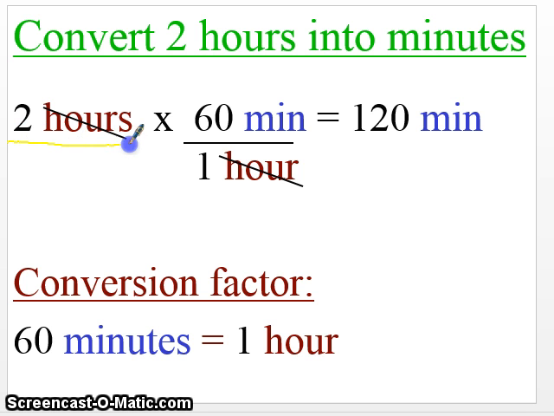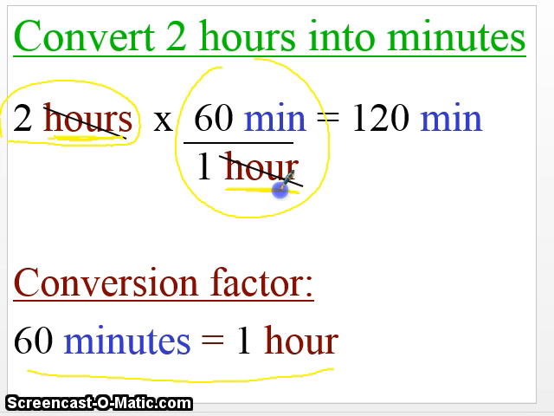So notice we began with our 2 hours, which is what we want to convert. And notice here is our conversion factor. I've outlined it for you here, 60 minutes and 1 hour. The most important thing is that whatever you began with, which in this case was hours, also went on the bottom, so they can cancel out.